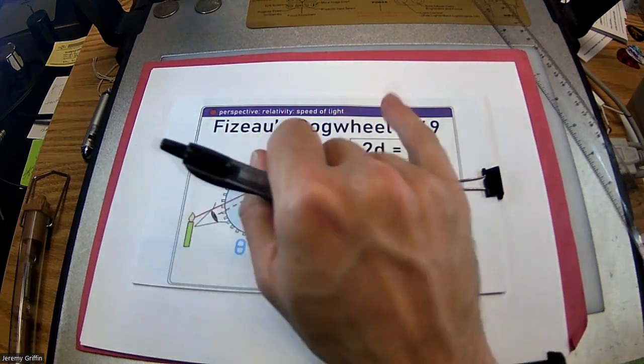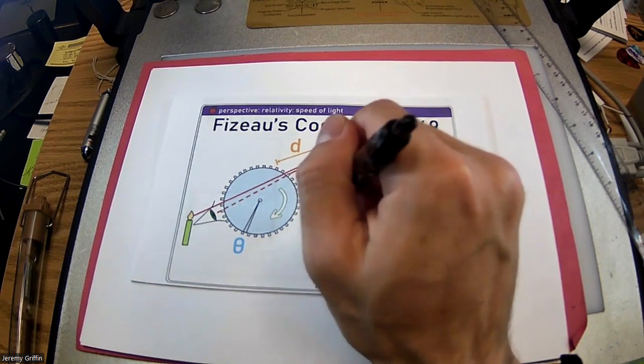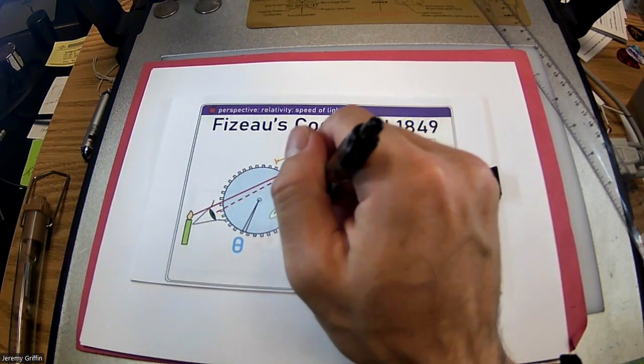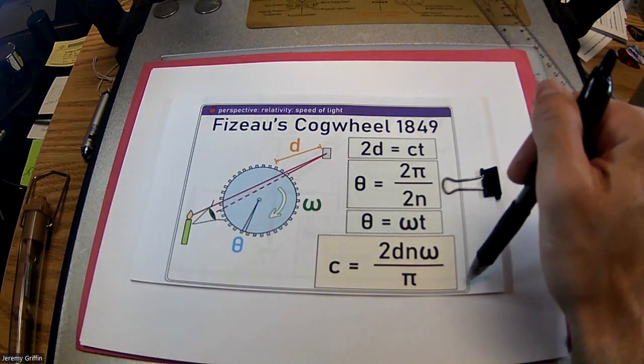And right where that door completely closes off and you can't see the reflection at all, that means that you've set up this cogwheel at just the correct speed to block the light. Therefore, you can calculate what the speed of light is. I did some equations over here. That'll lead you guys through it.